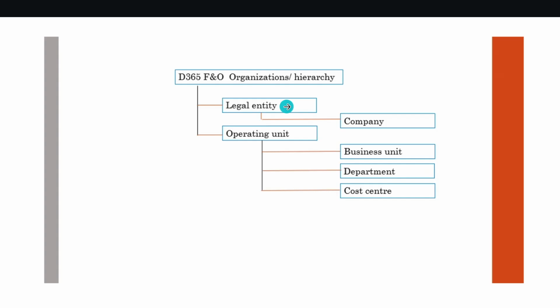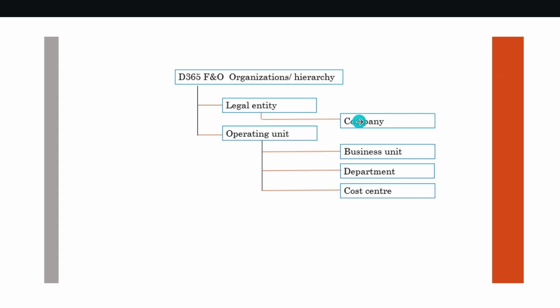So the first step to implement F&O application in an organization is to create a legal entity or a company in the application. So F&O has two types of organization. One is the legal entity and the other one is the operating unit.